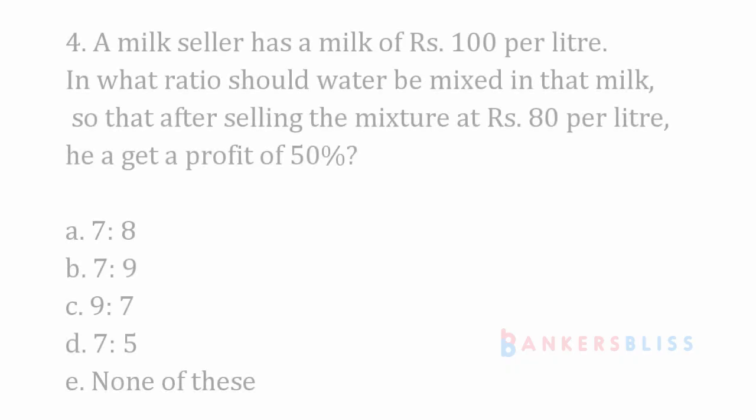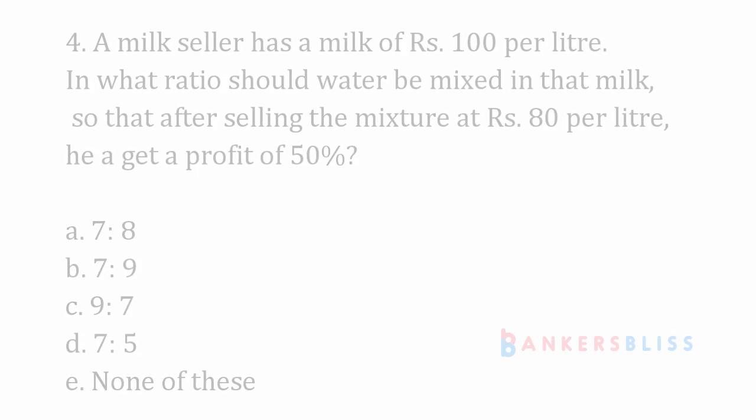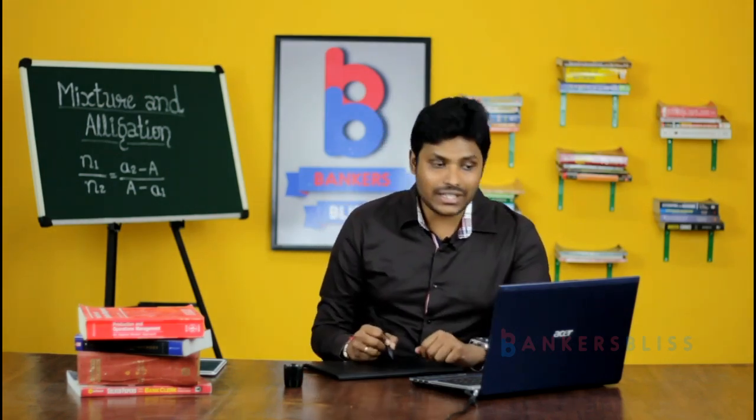Problem number 4. A milk seller has milk at rupees 100 per liter. In what ratio should water be mixed in that milk so that after selling the mixture for rupees 80 per liter, he gets a profit of 50%? See here, the selling price is 80, not the cost price, and he is getting 50% profit. And what data have they given?